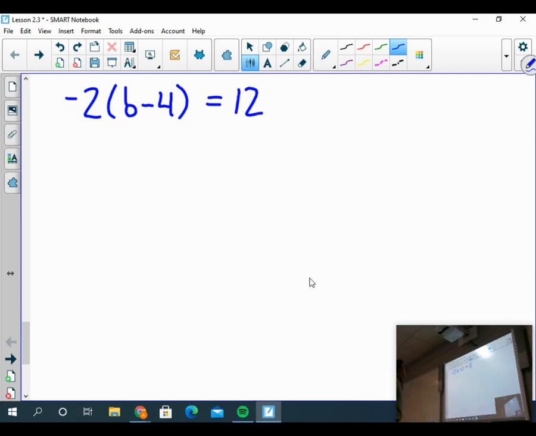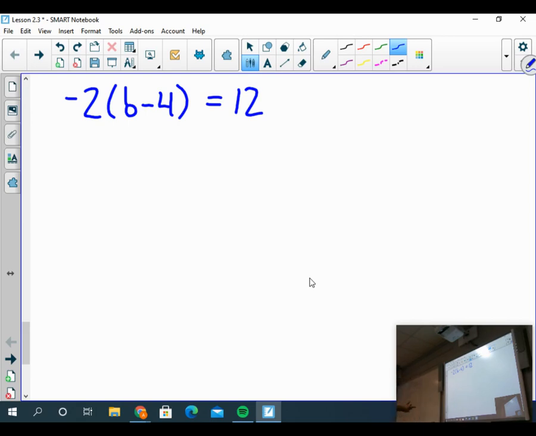Okay, so we want to solve for B here. That's our goal. We're trying to solve for B. And what we are trying to do, obviously, is get B by itself. But we see something here that we haven't really necessarily seen before. Okay, something a little bit new.